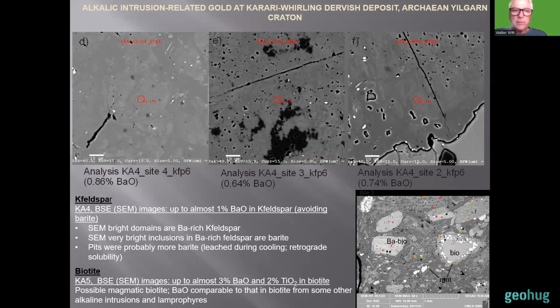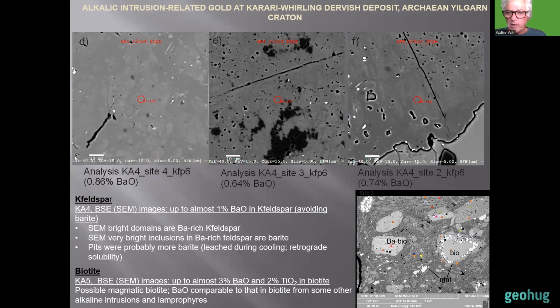Here are some microprobe images of this barium-rich K feldspar, showing both barium-rich K feldspar as the brighter component and barium-poor K feldspar as the darker component. The bright inclusions in here are all barite, and the black pits or holes in two of the samples are interpreted as former sites of barite, but that the barite has been dissolved and removed, a consequence of the negative solubility coefficient of barium sulfate. These barium-rich K feldspar domains contain up to almost 1% barium oxide.